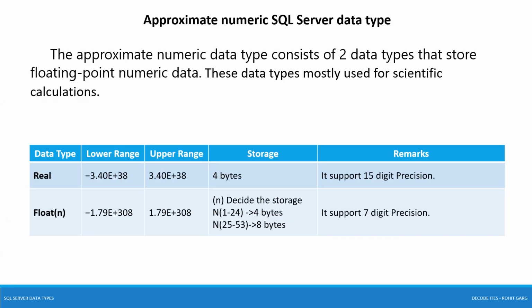Approximate numeric SQL Server data types. The approximate numeric data types consist of two data types that store floating point numeric data. These data types are mostly used for scientific calculation. We have real and float.